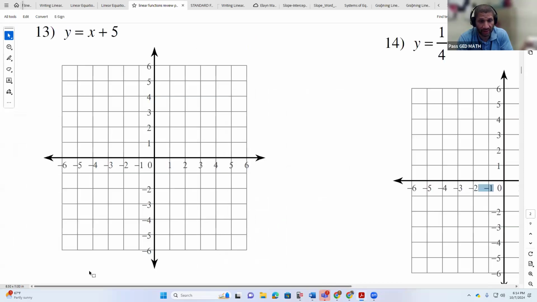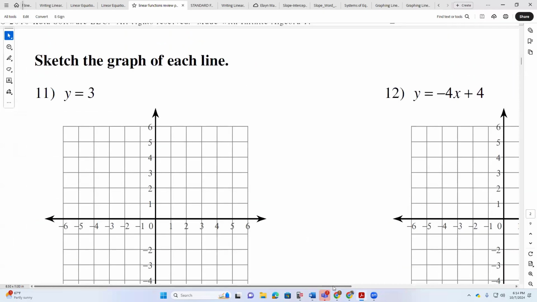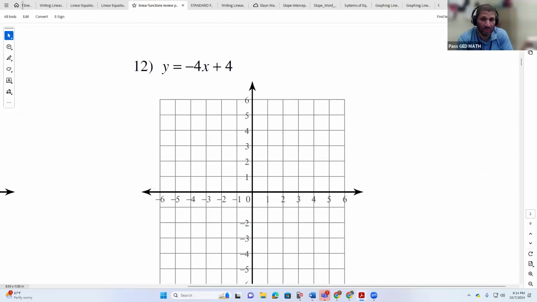Okay, let's do, I don't like that one. Let's do this one here. All right, so number 12. What's my slope?